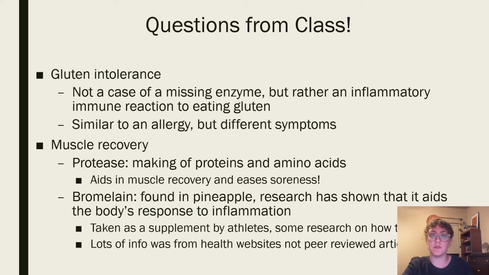I just didn't have time to research it with you guys completely because I was on a time crunch. But there has been some preliminary research that I could find that said this actually helps your body respond to inflammation. So a lot of athletes will take this as a supplement because they work out a lot and their bodies need to recover quicker so they can keep practicing.